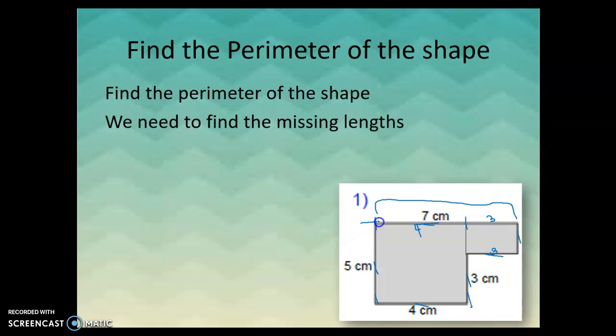And then if I know from here to here is 5, and I know that this much is 3, well, I can deduce that 5 minus 3 is 2, so that this must be 2 and 2. Now, once I've got those missing lengths labeled of that rectangle there, I can then proceed to add up all of the sides. So I've got 7 plus 5 plus 4 plus 3 plus 3 plus 2.